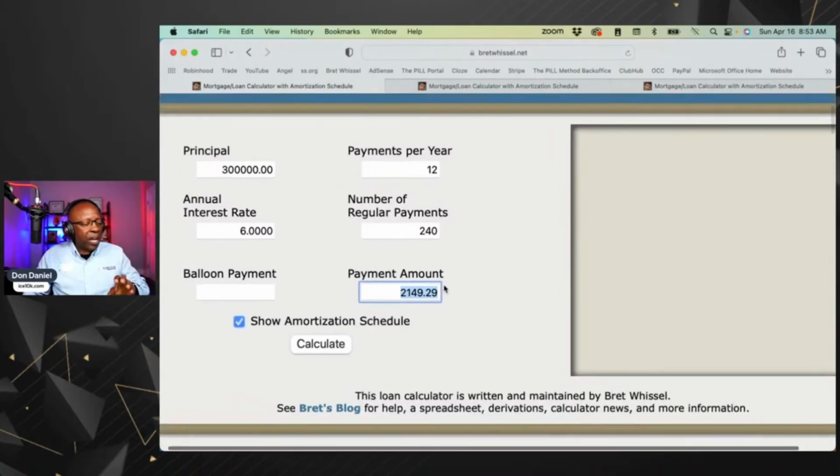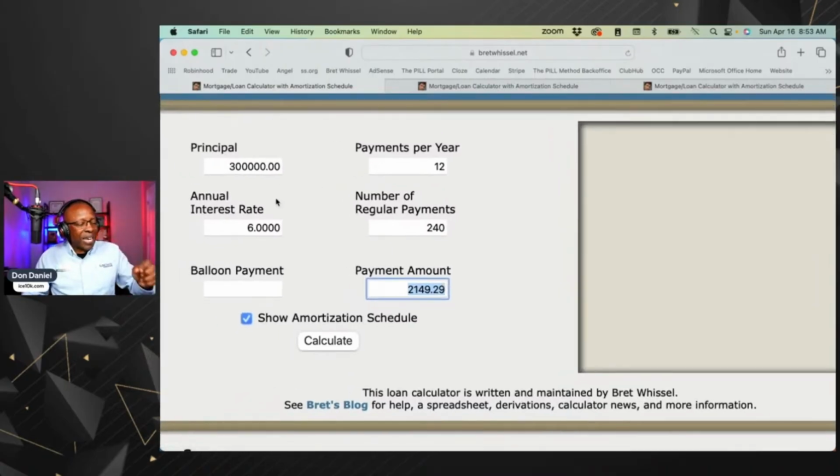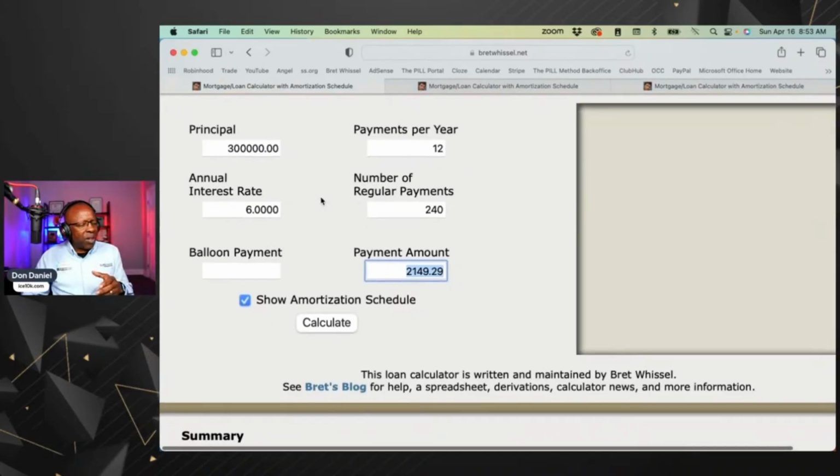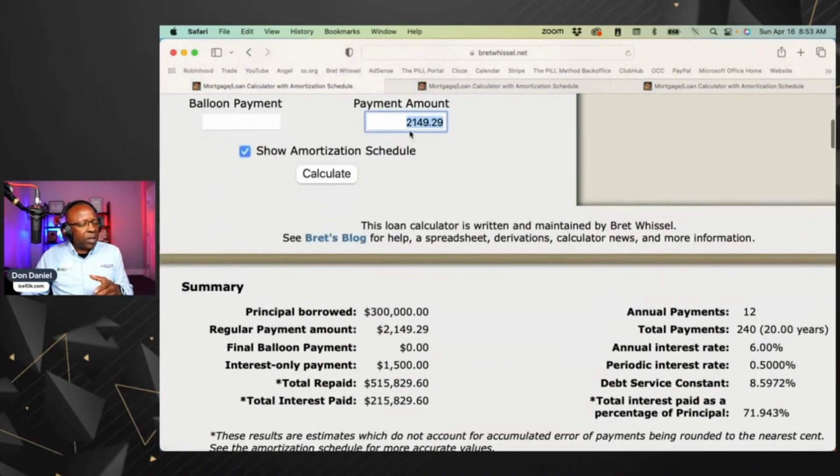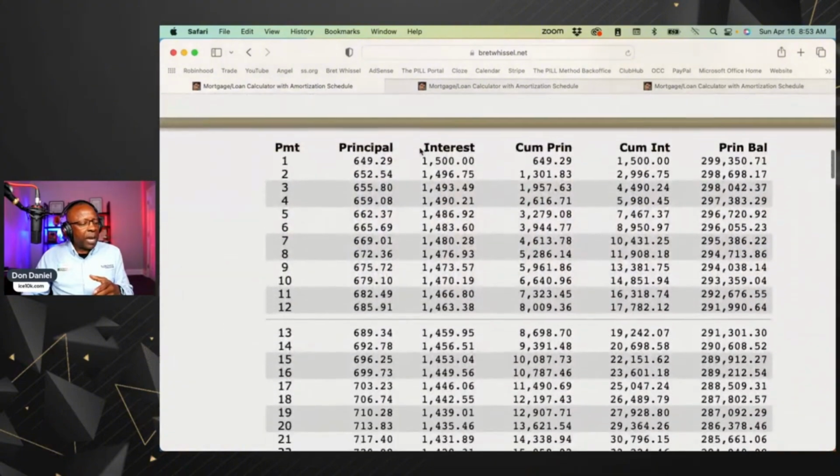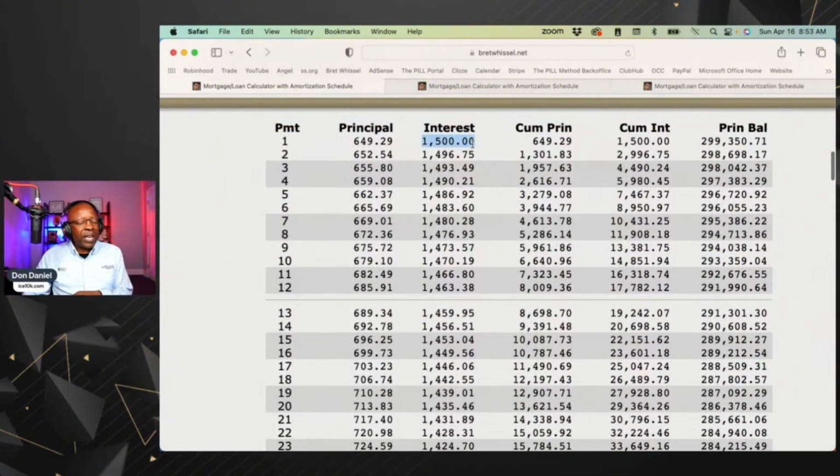Okay. So if you're a real estate investor, one of the things you want to take a look at is, how can I increase cash flow? If I want cash flow, or if I want a lower payment, then I have to charge more rent than $2,149. So this is why real estate investors may say, well, I don't want a 20-year loan because here's my payment. The other thing we're looking at is the interest payment on this is $1,500 for the very first payment. When I make the first payment, $649.29 goes to principal, $1,500 goes to interest. Whew, look at that.